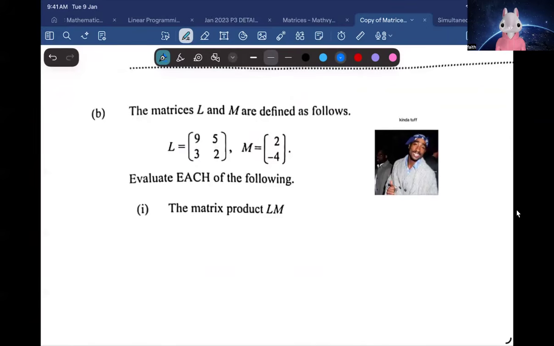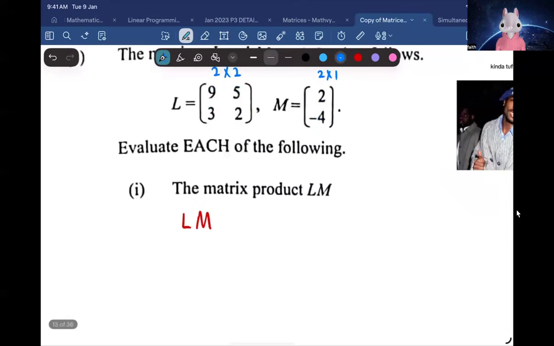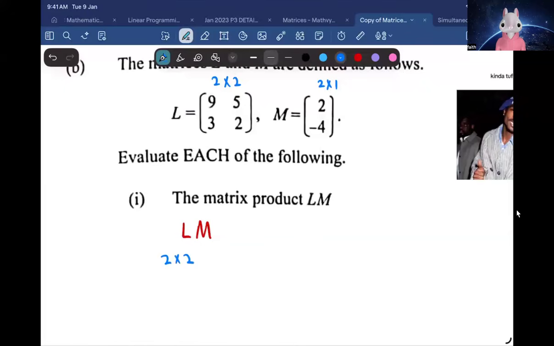So again, if you're confused, tell me one time. The matrices L and M are defined as follows. L is 9, 5, 3, 2. M is 2, minus 4. Evaluate each of the following. They want us to find the matrix product LM. Let's see if it's compatible first of all, and I need to show you another trick. So matrix L is what kind of matrix? 2 by 2. And matrix M is what kind of matrix? 2 by 1. So L is a 2 by 2, M is a 2 by 1. Are the inner numbers the same?